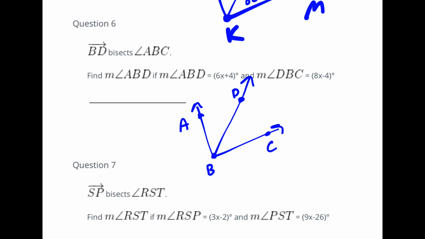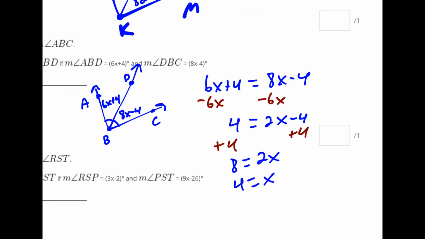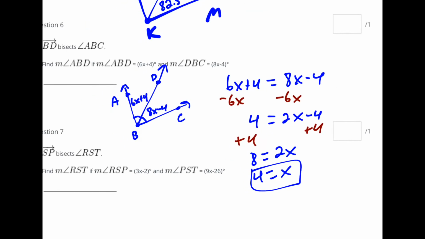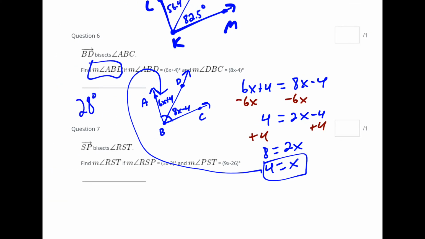Since BD bisects this angle, it cuts it into two equal parts. So these two angles are equal to each other. You can solve for x like this. Once you get an answer, you plug back in to find ABD. So we're plugging 4 in here. 6 times 4, 24, plus 4. The answer is 28 degrees.